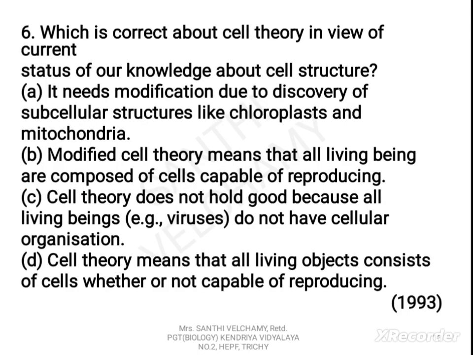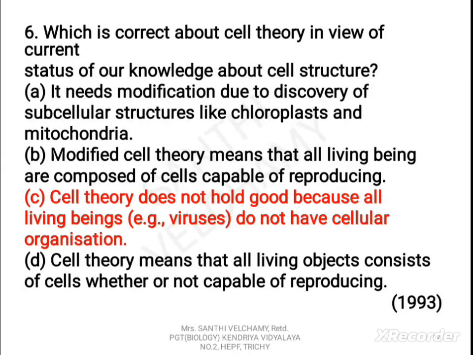Which is correct about cell theory in view of current status of our knowledge about cell structure? A. It needs modification due to discovery of subcellular structures like chloroplast and mitochondria. B. Modified cell theory means that all living beings are composed of cells capable of reproducing. C. Cell theory does not hold good because all living organisms, for example viruses, do not have cellular organization. D. Cell theory means that all living objects consist of cells whether or not capable of reproducing. Now the correct answer is C. Viruses are an exception to the cell theory as they are obligate parasites.